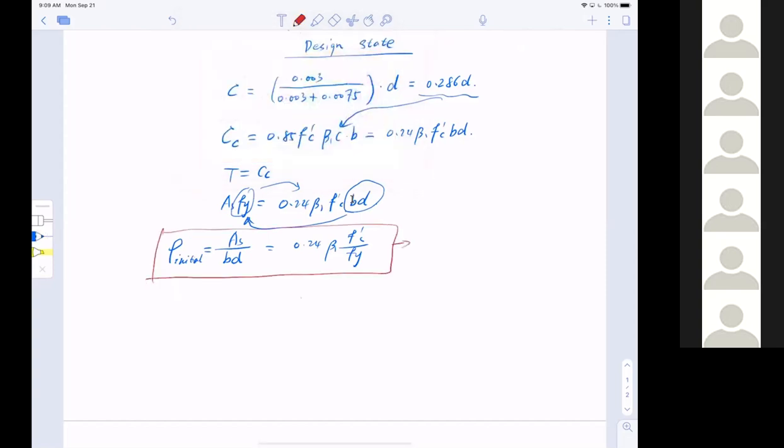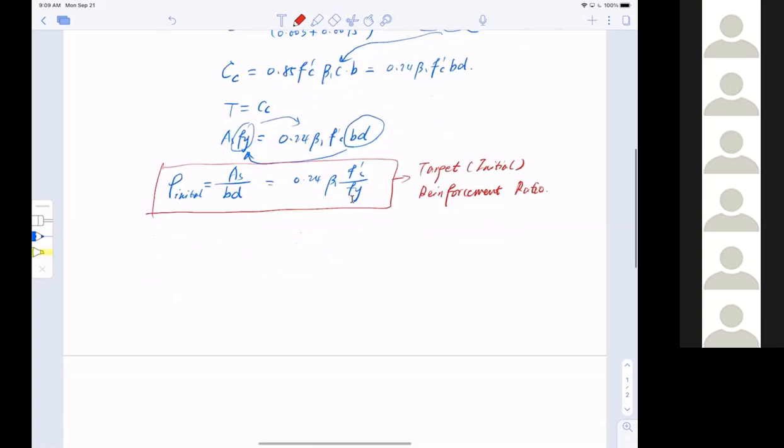So this is a target or initial guess reinforcement ratio. That means we will design our beam to have a reinforcement ratio of this value to achieve a 0.0075 strain in the tension steel.